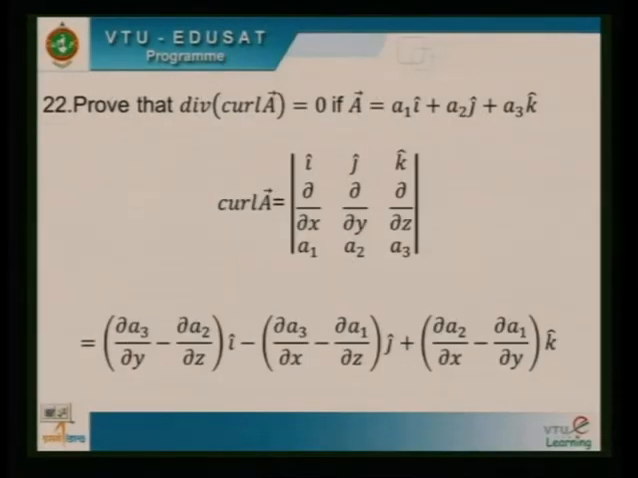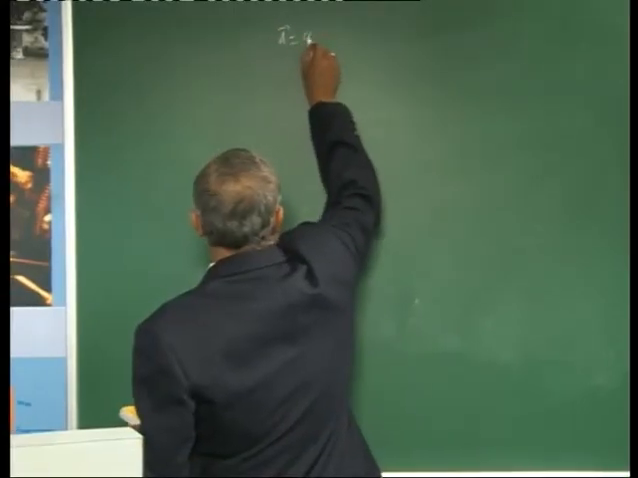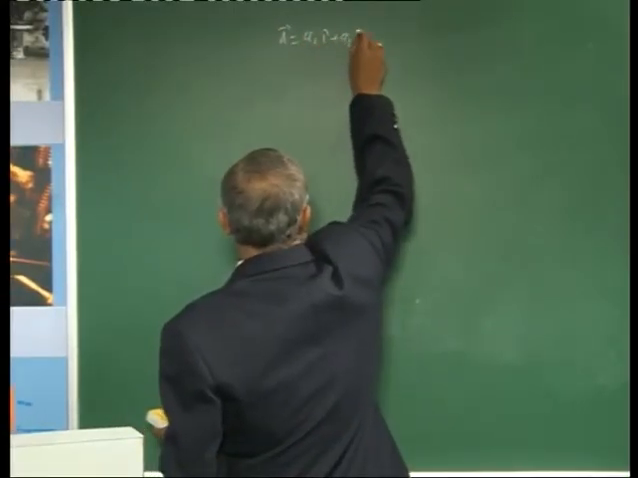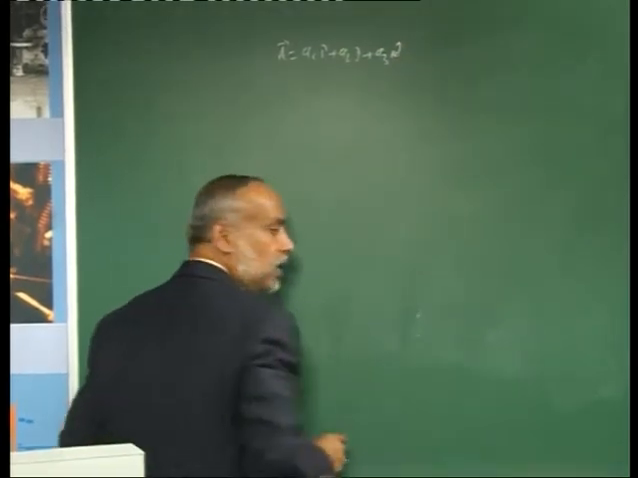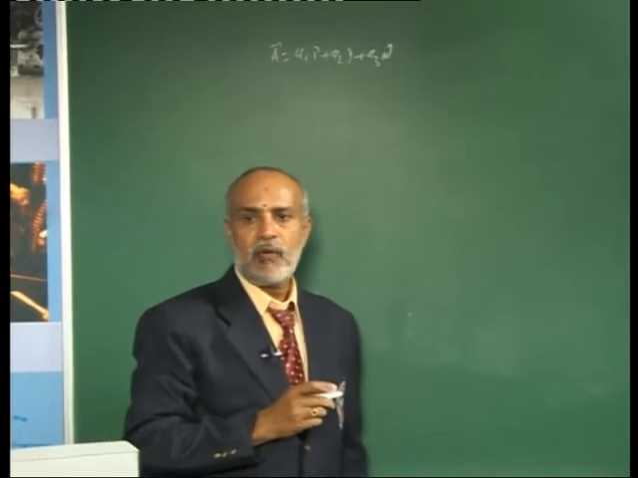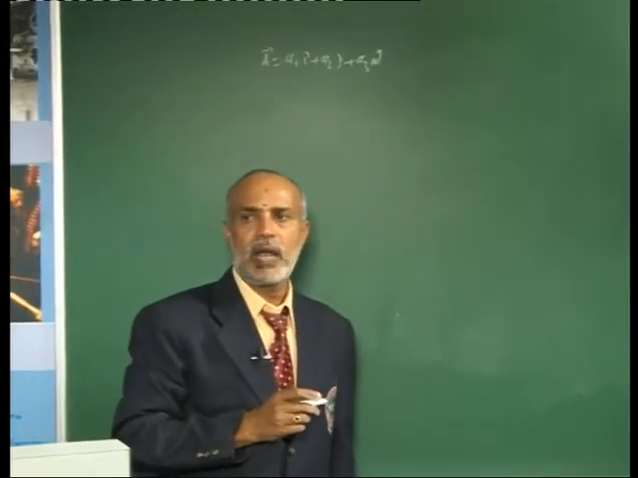Next, prove that divergence of curl A vector equals 0. A vector is given. What is A vector? A vector is equal to A1 i vector plus A2 j vector plus A3 k vector. Now you have to prove that divergence of curl A vector. First you can find out curl A vector.